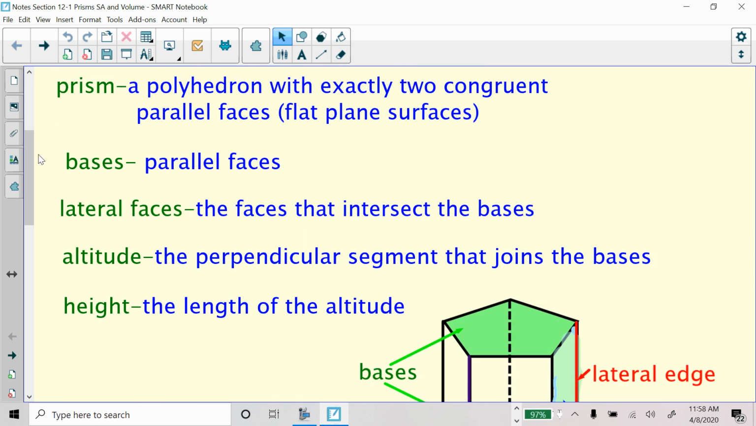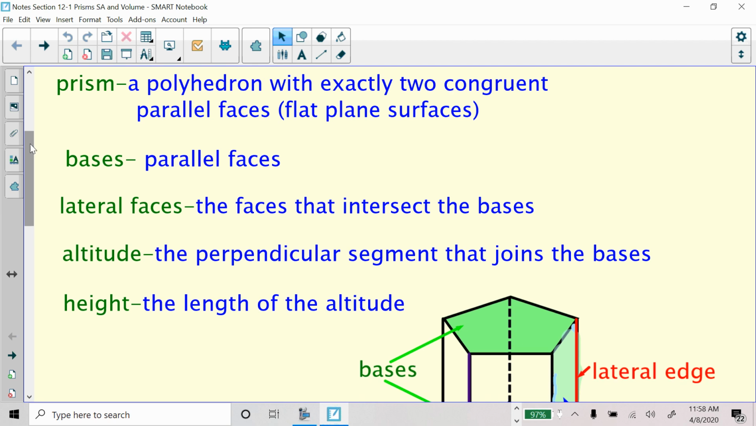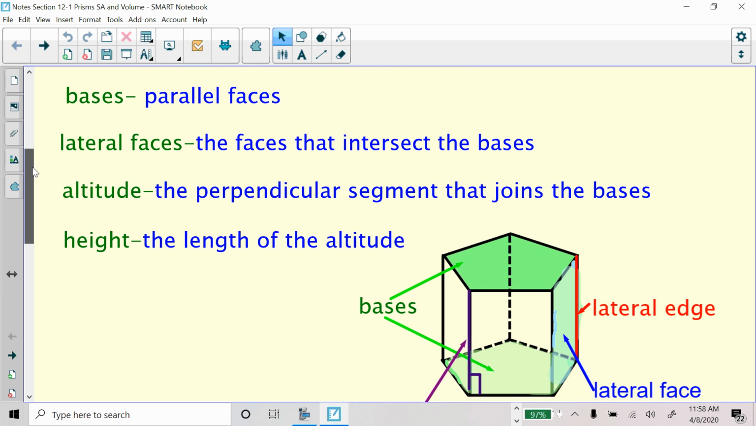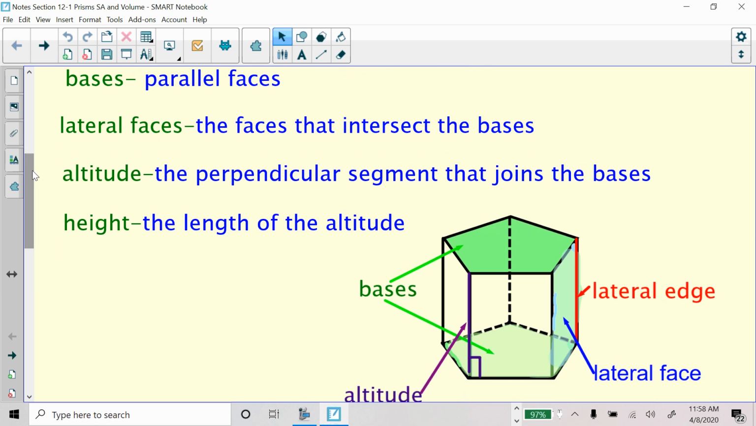So a prism is a polyhedron with exactly two congruent parallel faces. Those are called the bases. The bases are the parallel faces, and the shape of the base defines what type of prism you're looking at, a rectangular prism, or a triangular prism, or a hexagonal prism. What you're looking at right here is a pentagonal base prism, so I'd call it a pentagonal prism.